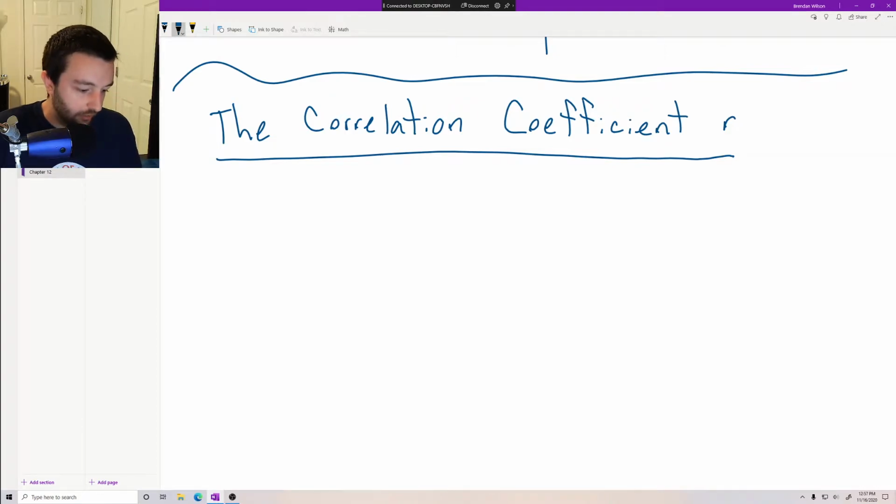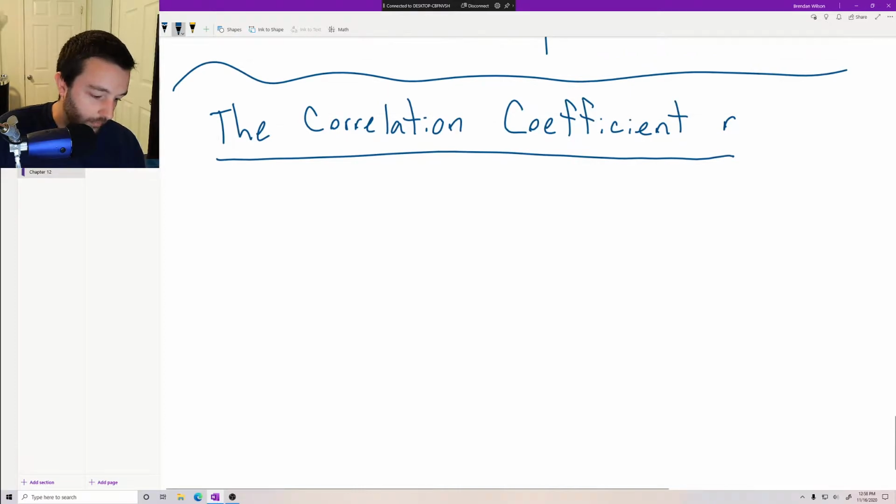So the correlation coefficient r was developed by Karl Pearson. Pearson did a lot of work in statistics. You kind of hear his name a lot here. And here, let's write down the definition we have here.